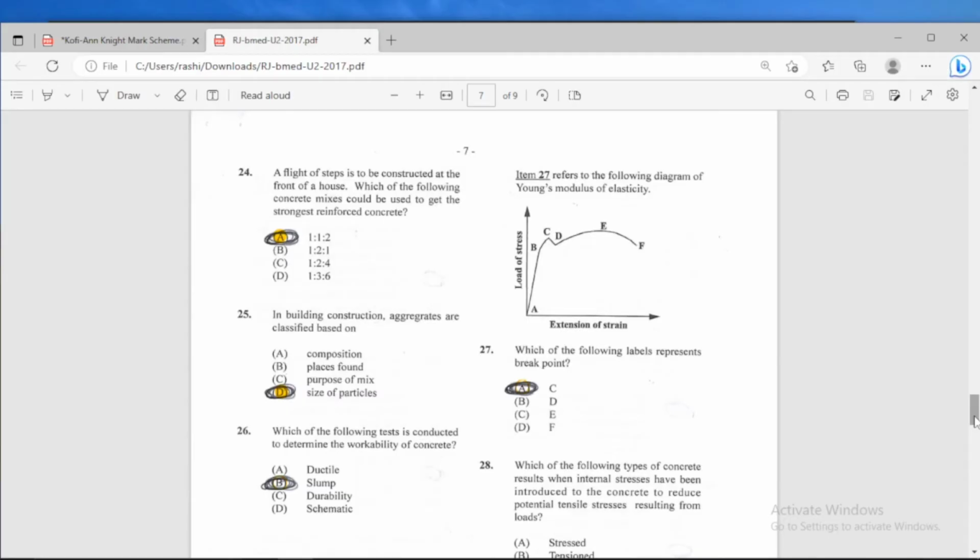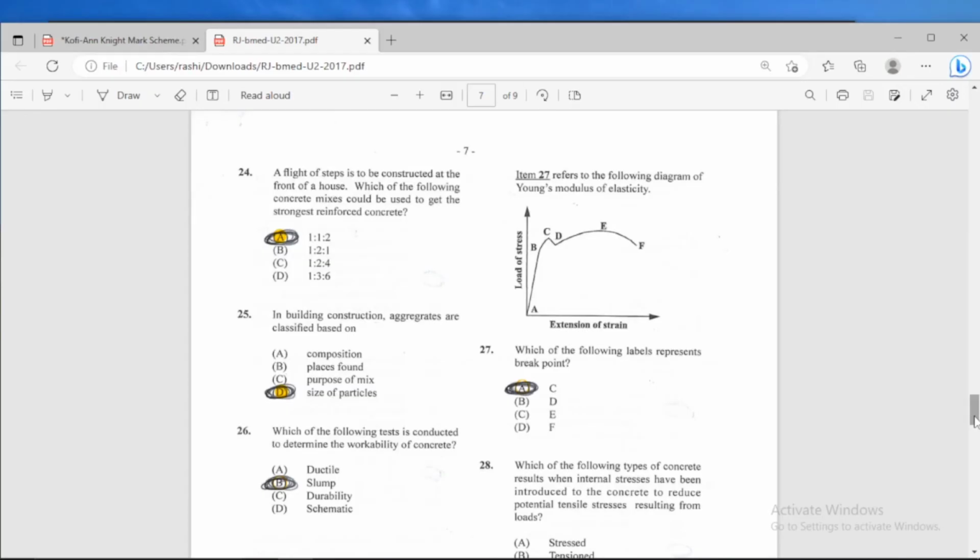Number 25. In building construction, aggregates are classified based on, is it composition, places found, purpose of mix, or size of particles? And the answer here would be size of particles. So, how do you differentiate between sand and gravel? Sand has a certain size, gravel has a certain size. So it's the size that we use to classify the aggregates.